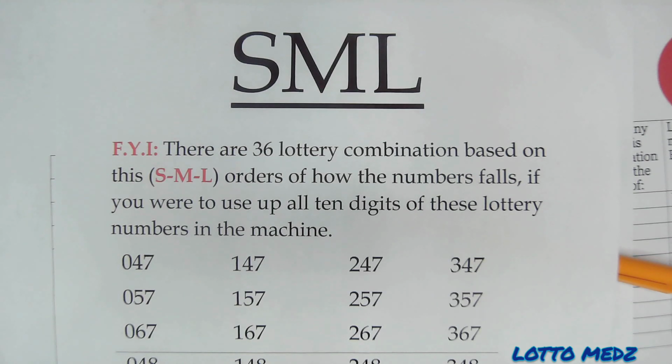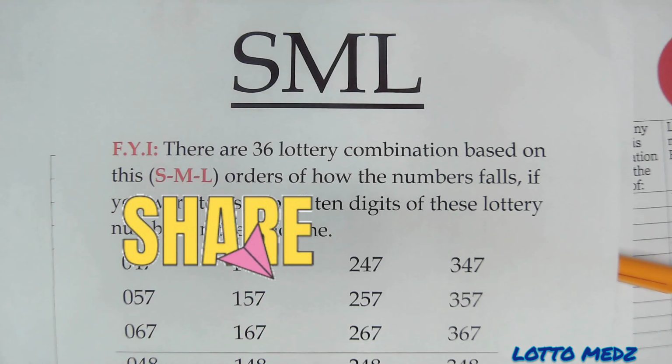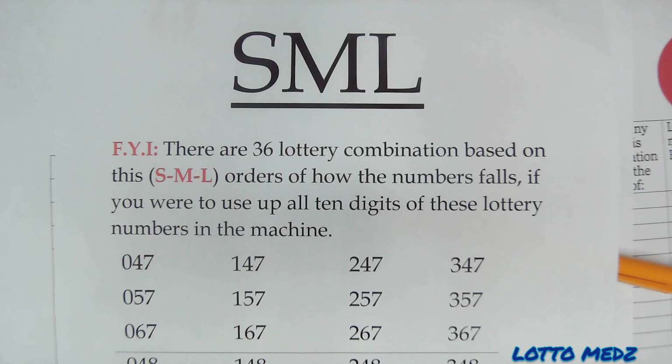Also, the small, medium, and large combination alone: I just want to point out that if you were supposed to select that specific combination when you play the lottery game, based off the order in which the numbers fall, you would have come up with 36 combinations based off of just that one of each. I call it one of each: a small, a medium, and a large digit number.